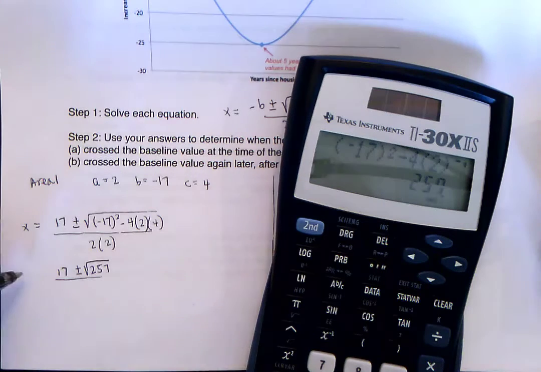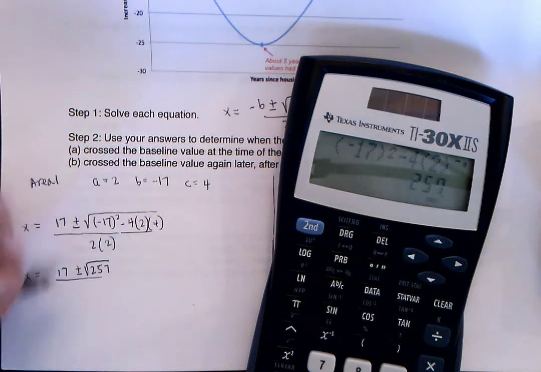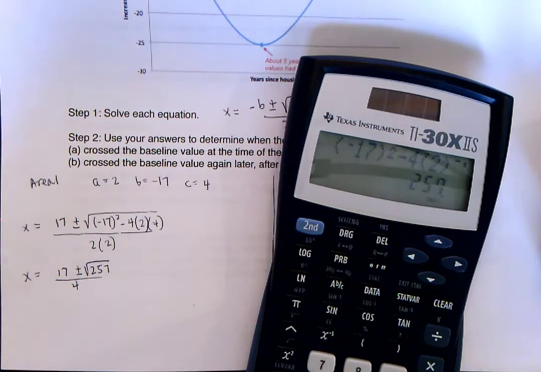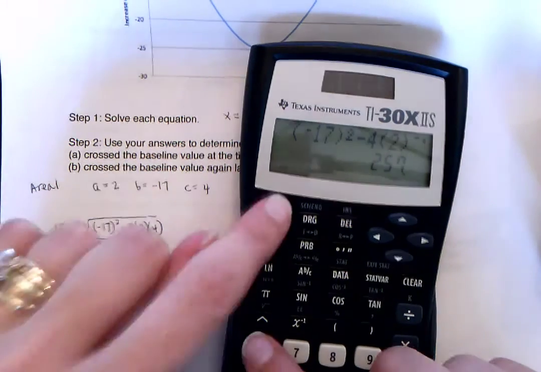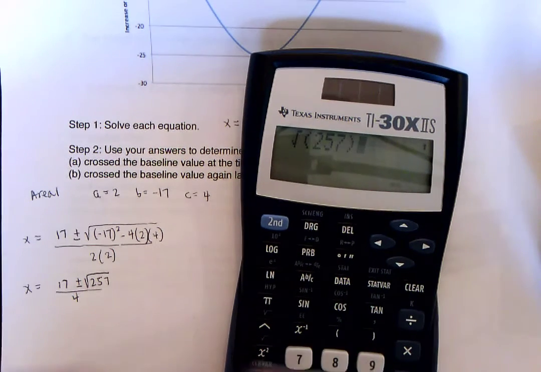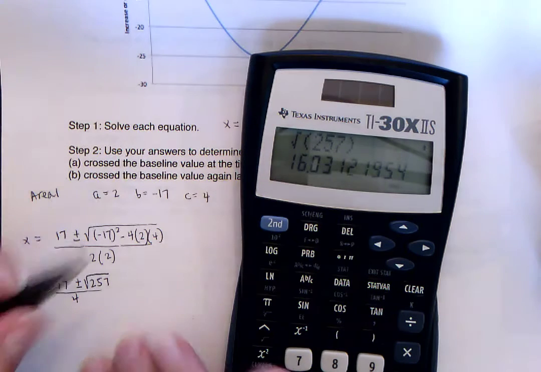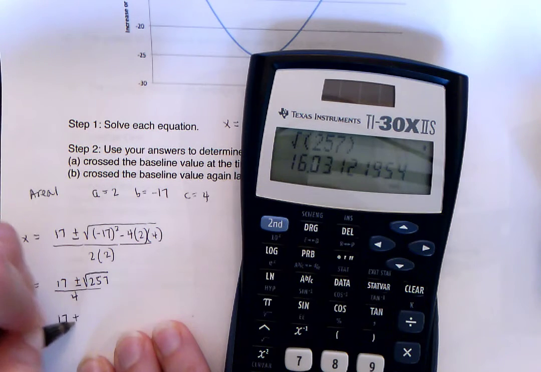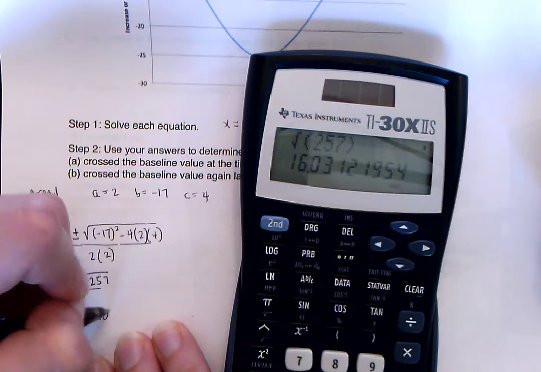So on the bottom, we'll just simplify that. 2 times 2 is 4. So now I'm going to take the square root of 257. And again, it's not going to be that nice. It'll probably be something like 16 point something. 16.03. All right, so 17 plus or minus 16.03. We'll just say roughly that.